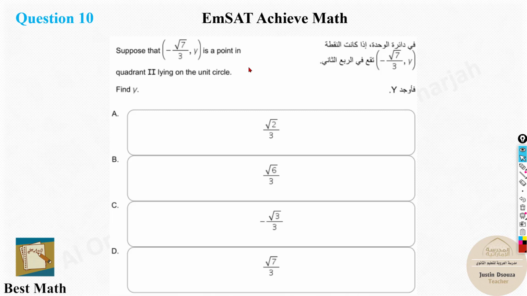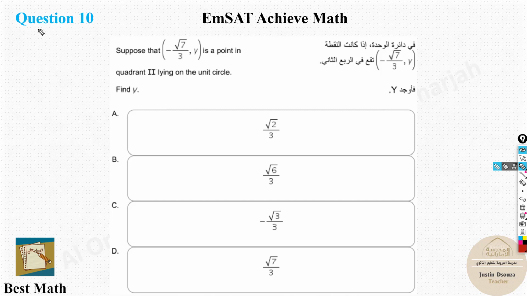Okay. Now, these are easy, but you might get confused on this. Let's solve this. Suppose that negative root 7 by 3, comma, y is a point in quadrant 2 lying on a unit circle. Find y. Unit circle problem.